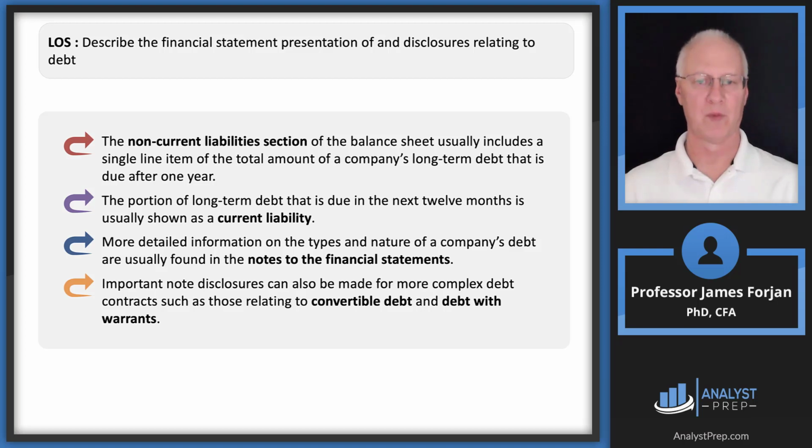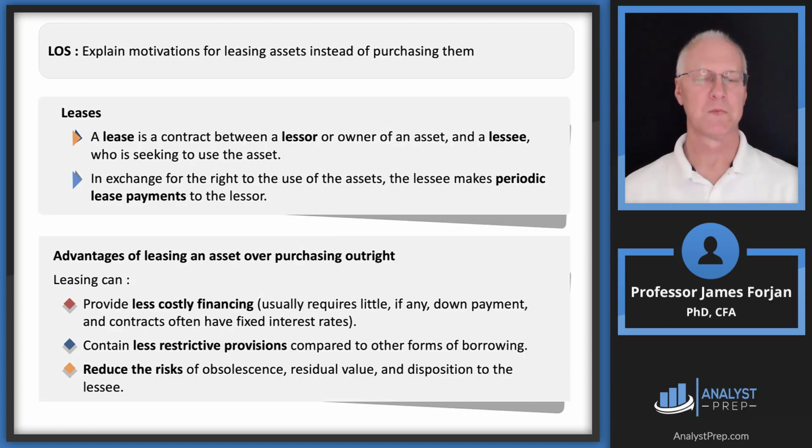Now notice that last arrow point there, more complex debt contracts. So there are convertible bonds out there, callable bonds, puttable bonds, there are bonds that are able to be swapped or exchanged. There are warrants. There are other kinds of embedded options in there. So, of course, those are important disclosures. All right, so that's part of the long-term portion of the right-hand side of the balance sheet.